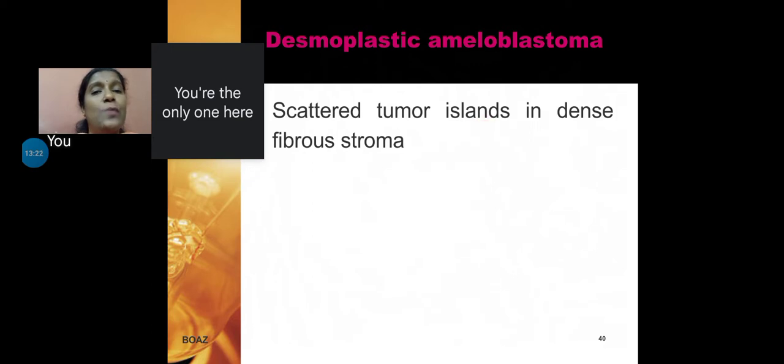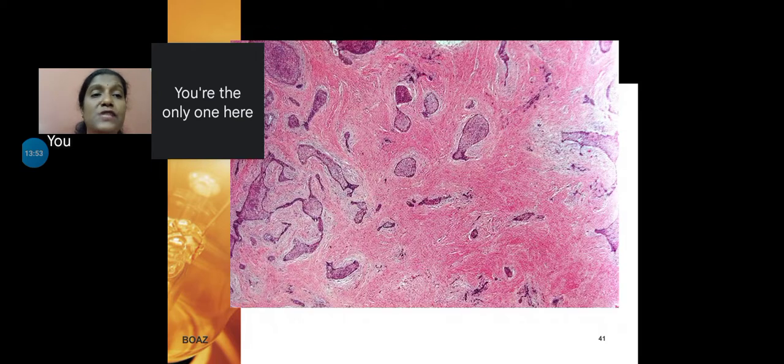Desmoplastic ameloblastoma is the least aggressive type of ameloblastoma. Here also, the ameloblasts are seen as follicles and islands scattered in a dense fibrous stroma. Why dense? Look at the term, split up the term, desmoplastic. Desmo means band. What gives rise to a band? Fibrous bands. Plastic or plasia means formation. So formation of dense fiber bundles around the ameloblastic islands is called desmoplastic ameloblastoma.